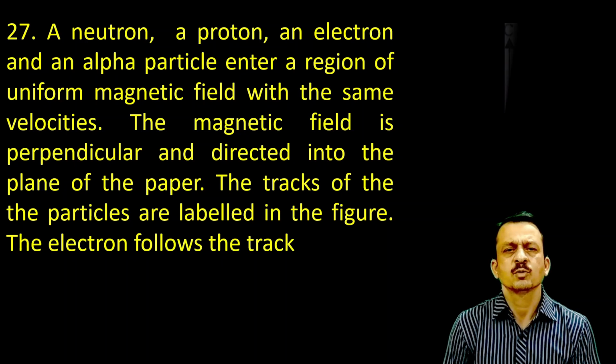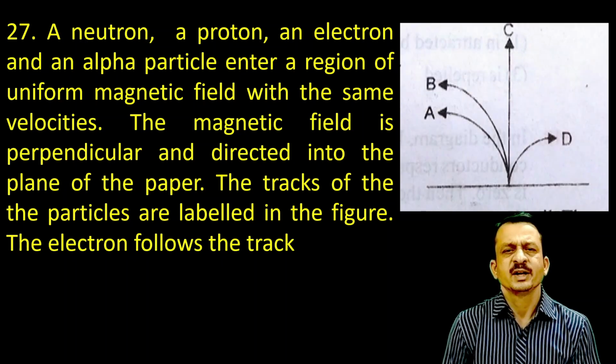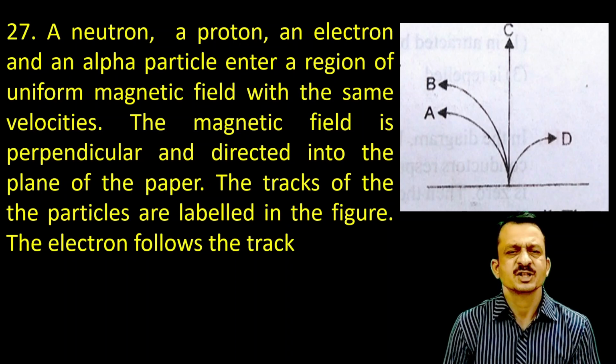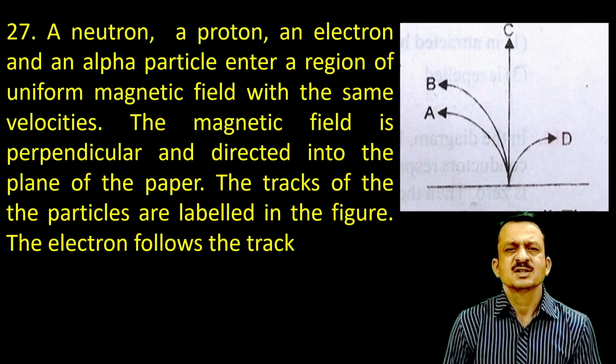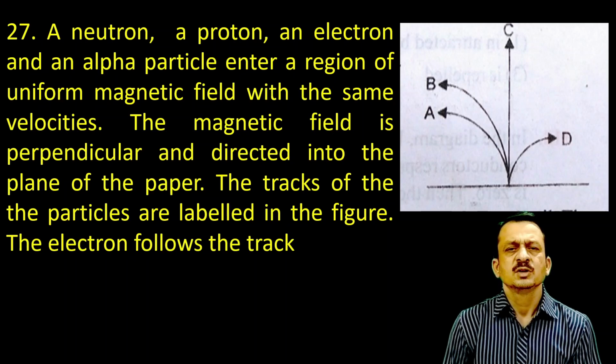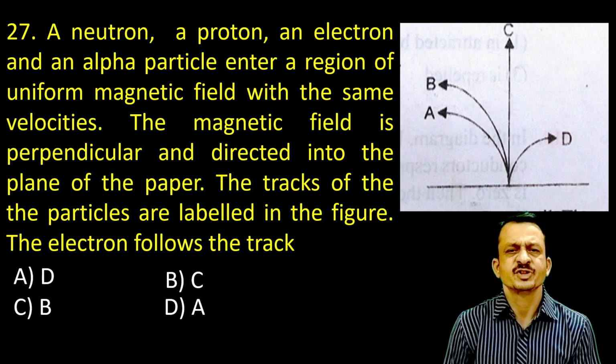Now here they have given 4 particles, that is a neutron, proton, electron and an alpha particle. And they are passing perpendicularly in a uniform magnetic field with the same velocity. Since the velocity of the charged particles is perpendicular to the magnetic field, they obviously experience magnetic force. Now we have to find out what is the track of the electron. Option A is D, B is C, option C is B, and option D is A.